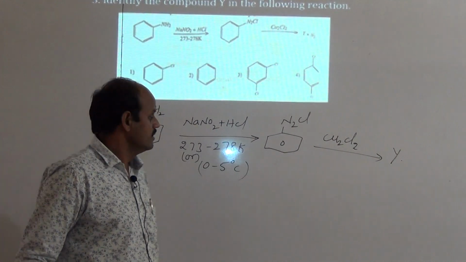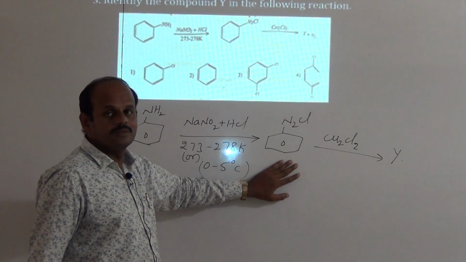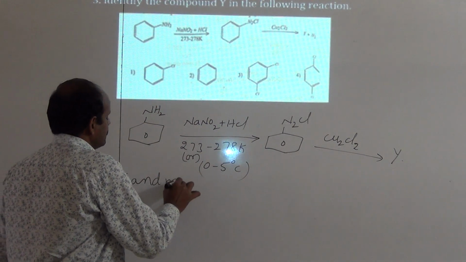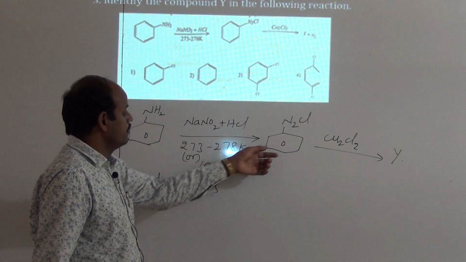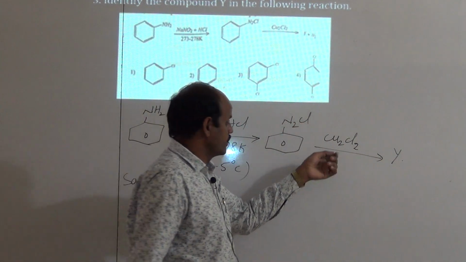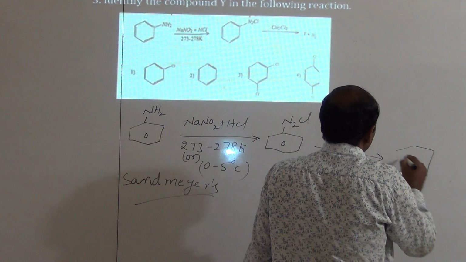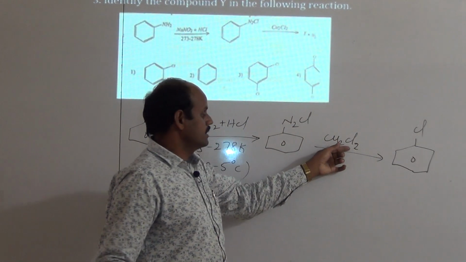Then what is Y? By observing this equation, what is this equation? Yes, Sandmeyer reaction. In this Sandmeyer reaction, benzene diazonium chloride reacts with cuprous chloride. Then we get which compound? Chlorobenzene, because here we took Cu2Cl2.